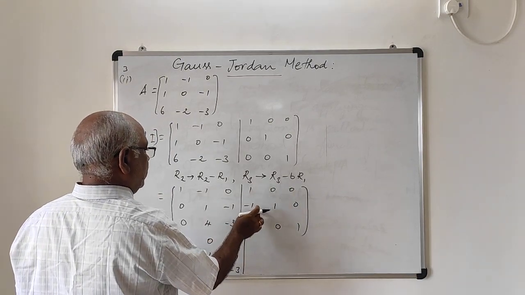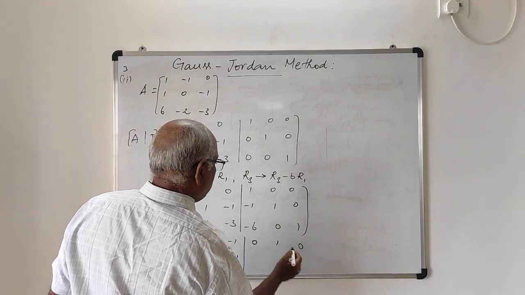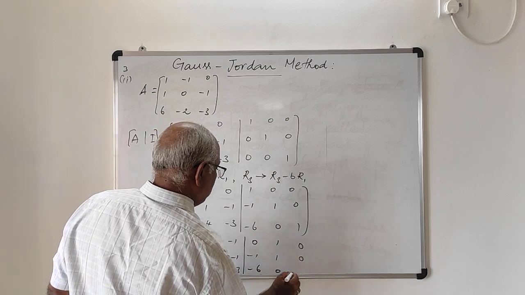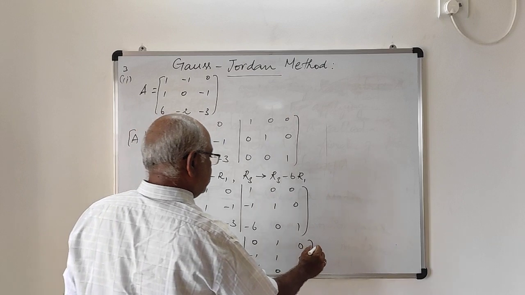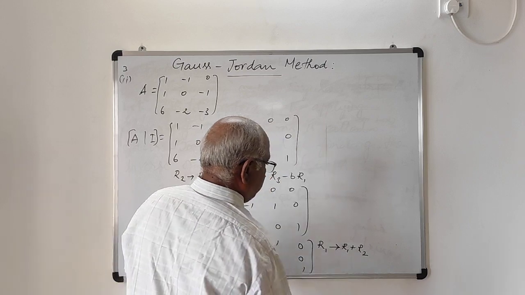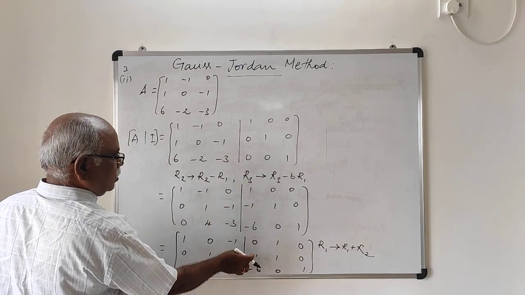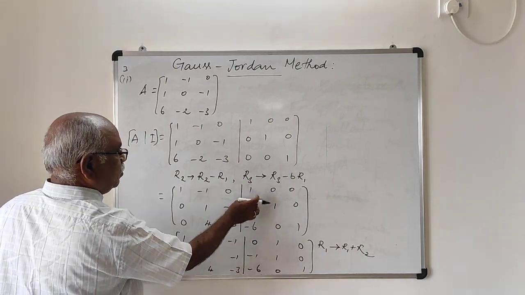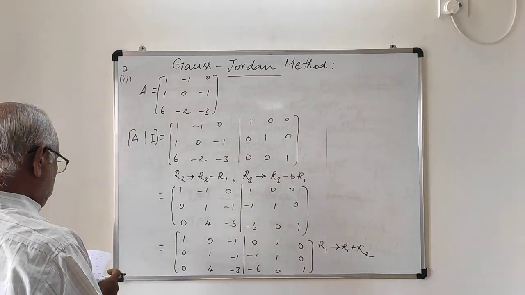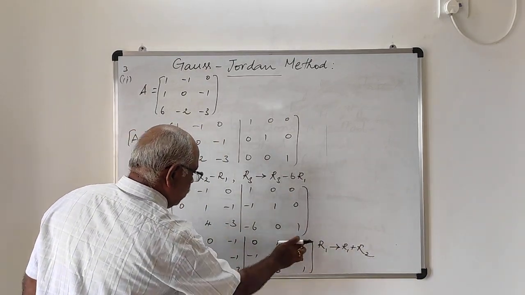R1 plus R2: 1 minus 1 plus 1 is 1, 0 plus 1 is 1, 0 plus 0 is 0; so 1, 1, 0, and minus 6, 0, 1. What I am operating here is R1 is R1 plus R2. In this step, I am adding R1 and R2. Minus 1 plus 1 is 0. 1 plus 0 is 1. 0 plus 0 is 0. So adding R1 and R2, I am writing it into the row R1.